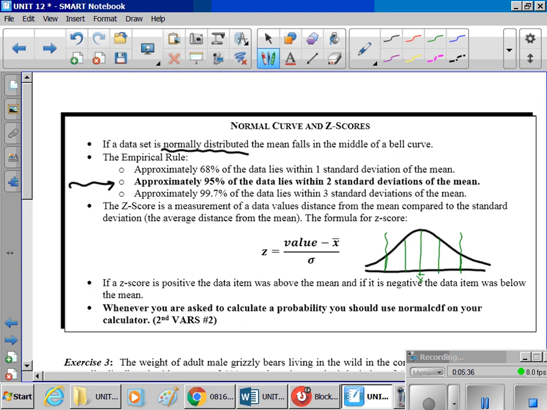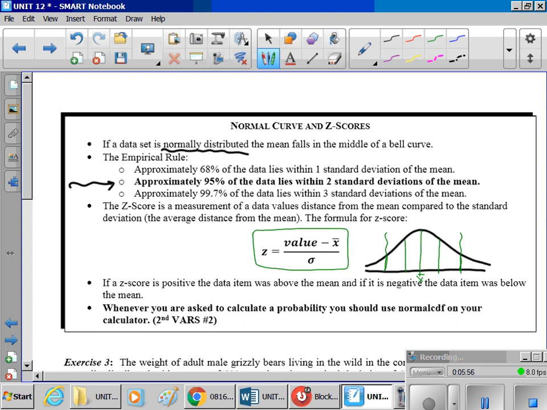The formula for the z-score is this, and this is unfortunately something you have to know. The beautiful thing about this is that if you use it for a while, it becomes kind of innate and kind of stuck in your head. So it's the value that you're given minus the mean, divided by the standard deviation.